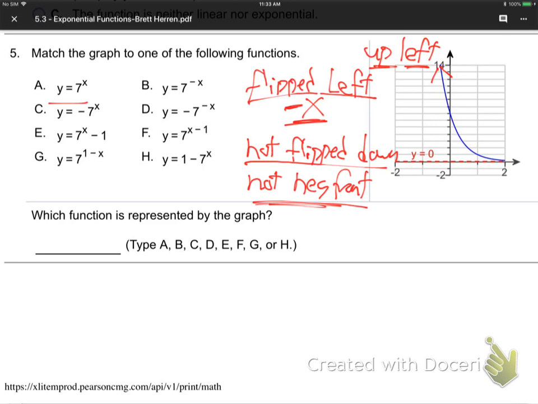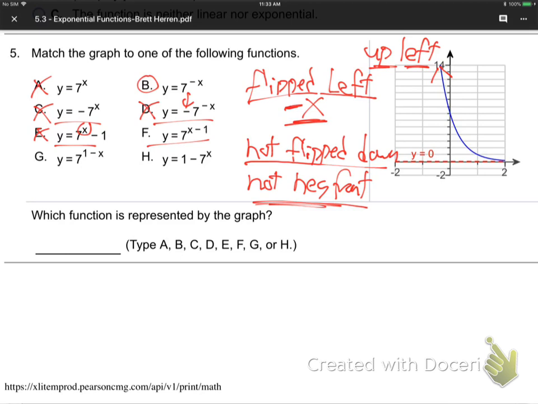So let's go through it. Could it be A? No, he doesn't have a negative on x. Could it be B? Yeah, he's got a negative on x. He's looking good. Maybe B. We'll keep going. Could it be C? No, he has a negative in the front. That would be down. It's not C. How about D? No, he's got a negative in the front, which would be down. It's not D. How about E? He doesn't have a negative on his x, so he'd be going to the right. He's supposed to go to the left. So no.